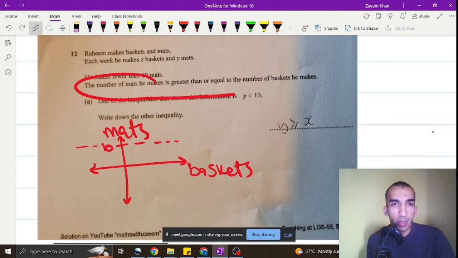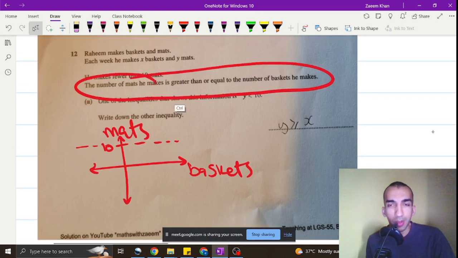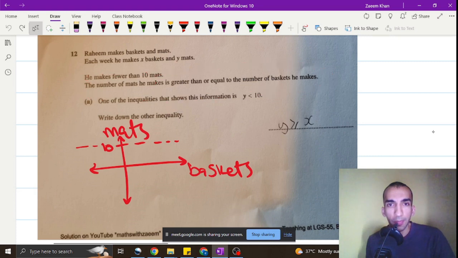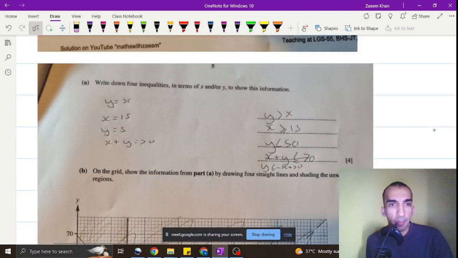The number of mats he makes is greater than or equal to the number of baskets he makes. Now mats is y, shabash, and is greater than or equal to, this symbol has come, the number of baskets is x. One of the inequalities is, excellent. Rida, how many marks is this? 1. Right on the right on 4.